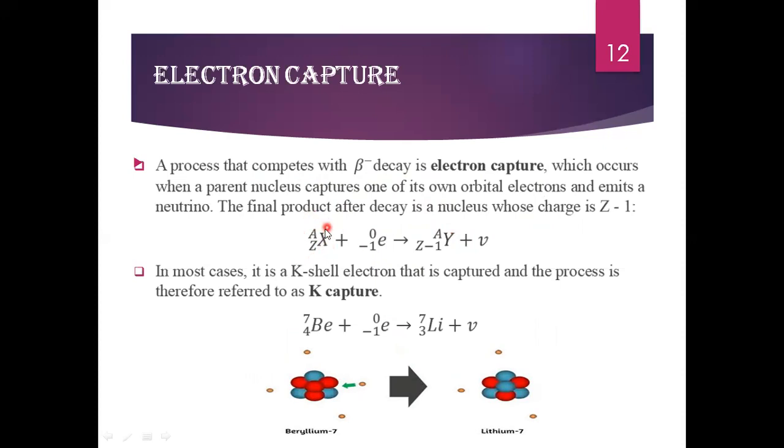The equation is written here where X is the parent nucleus that takes up its electron and converts it into a product, the daughter nucleus, which has decreased atomic number by one, and a neutrino is released in this process. In most cases, it is a K shell electron that is captured, and the process is therefore referred to as K capture. So here is an example of beryllium 7, which captures its K electron. That is, this electron is captured by the beryllium nucleus, and it is converted into lithium, and a neutrino is released.